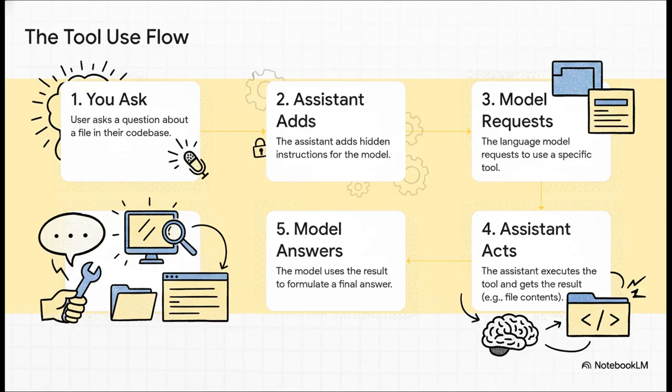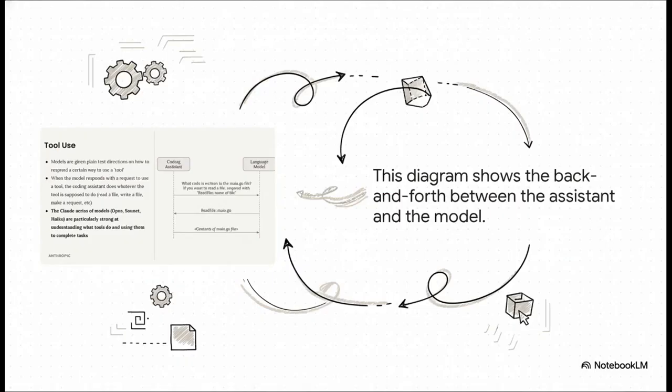Step 4, the assistant sees that command, and it's the one that actually reads the file and gets all the text from it. And finally, Step 5, the assistant takes all that raw content from the file and sends it back to the model. Now the model can finally read it and give you an intelligent answer. This diagram here shows that back and forth conversation perfectly. You can see the requests go in, you see the model asking to use a tool, and then you see the information coming back so it can give the final answer. It's this super fast, constant dialogue happening behind the scenes.